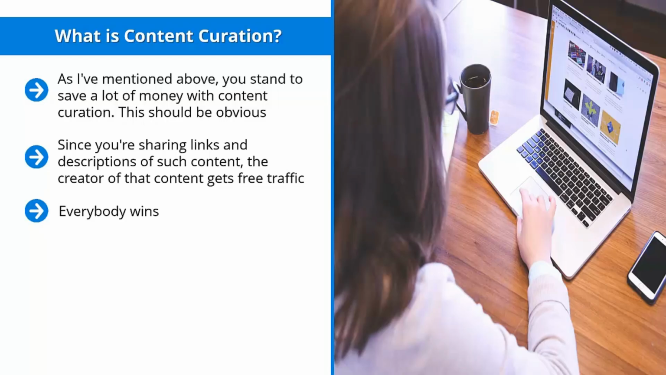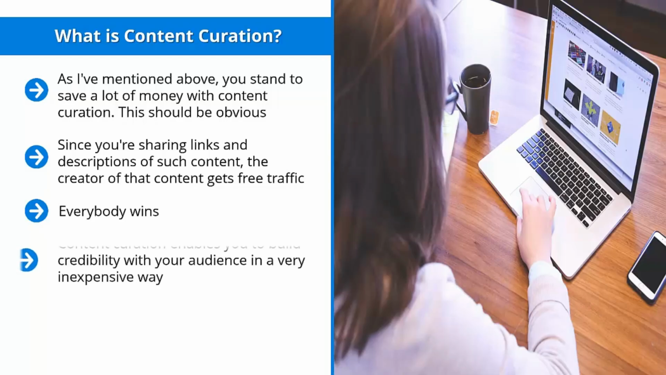You win big time because you save a tremendous amount of money not having to create a huge amount of original content. If you've ever tried to write your own stuff or outsource content creation, whether in the US or to other parts of the world, it can get quite expensive very quickly. Content curation enables you to build credibility with your audience in a very inexpensive way. You use other people's content. You get to entertain them, build credibility, and gain their trust.